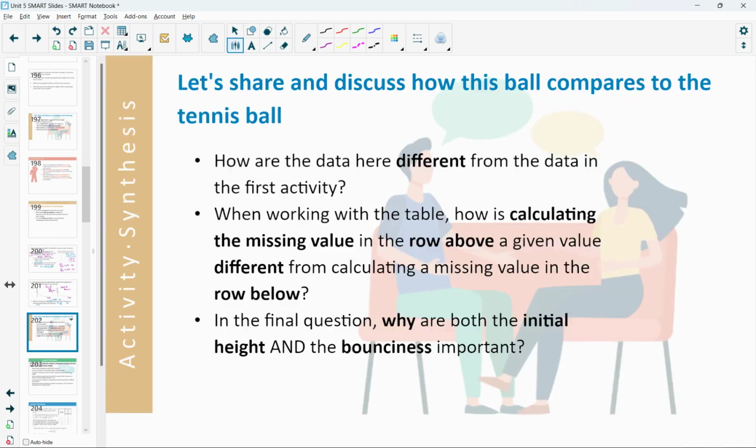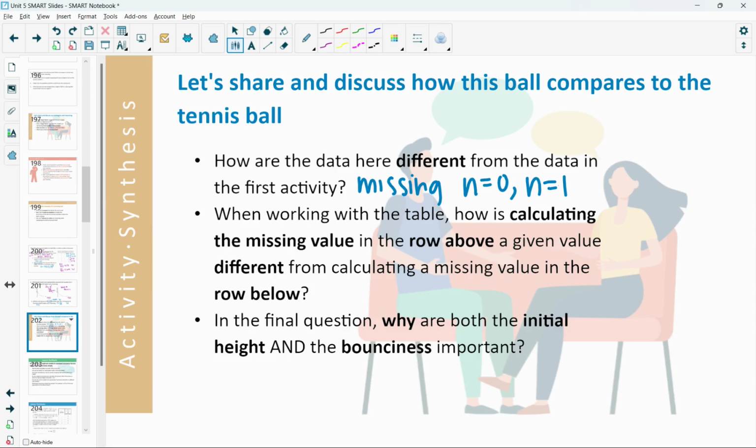So how are the data here different from the data in the first activity? Well, first of all, it was missing some values, right? It was missing n equals 0 and n equals 1, so it only gave us some of that. And then the growth factor was different.